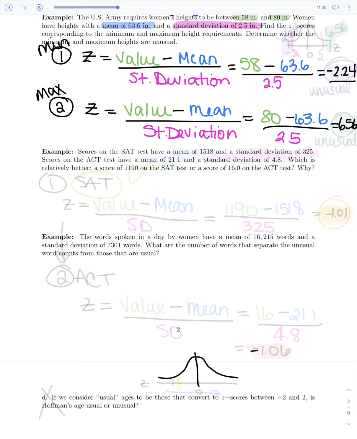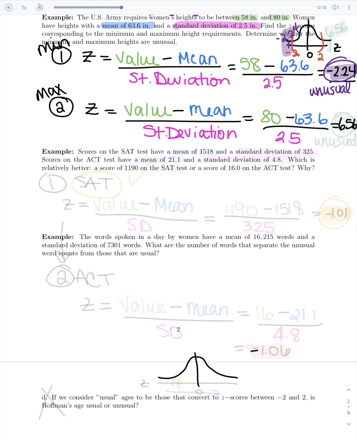Question is, what do these z values mean? If I were to draw a little mock-up, remember that when you've got z values, 0 goes in the middle. The high end of being usual is just the number 2. The low end of being usual is just negative 2. The minimum was negative 2.24, which is all the way down here. Notice that it is outside the middle part, so that is going to be considered unusual.